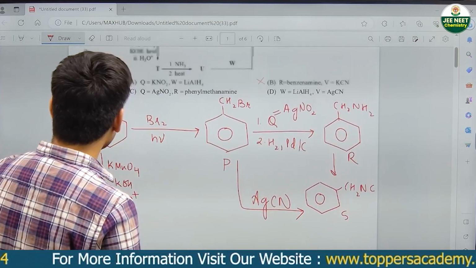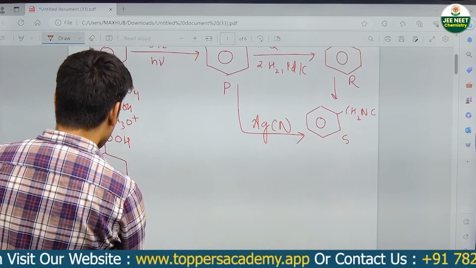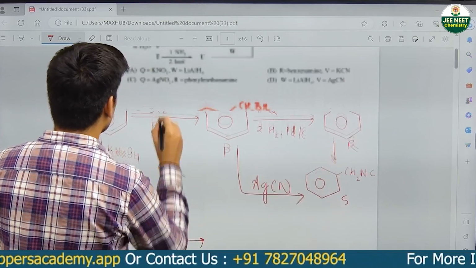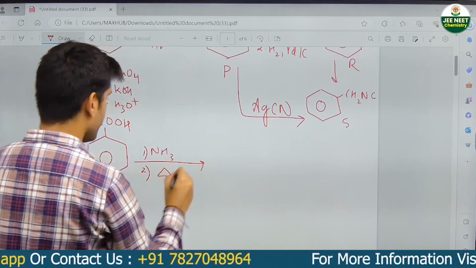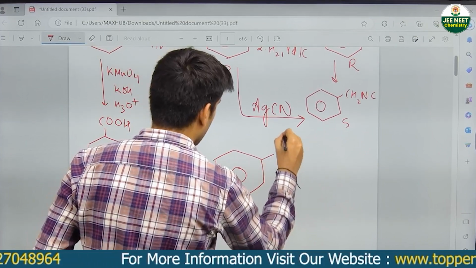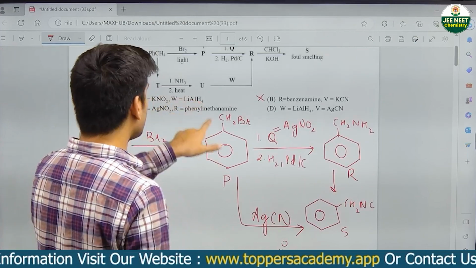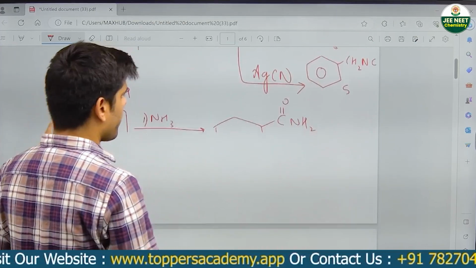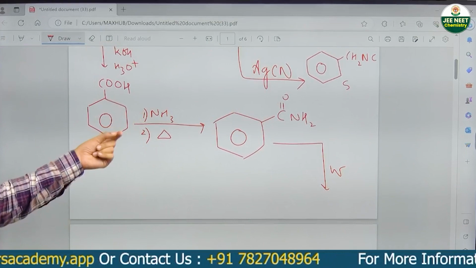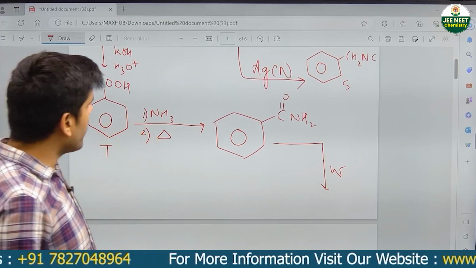Now, this benzoic acid is your T. Upon ammonolysis followed by heat, what do we get? We get benzamide. So this is your benzamide, and benzamide upon treatment with W gives you R. Now, what can W be? So, look here.